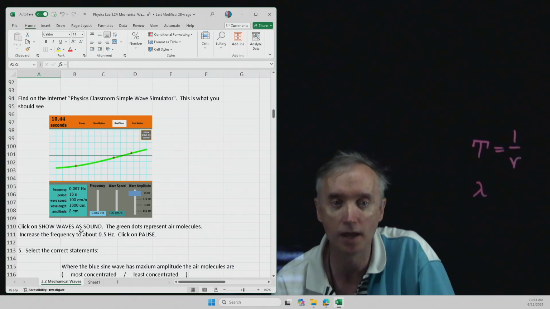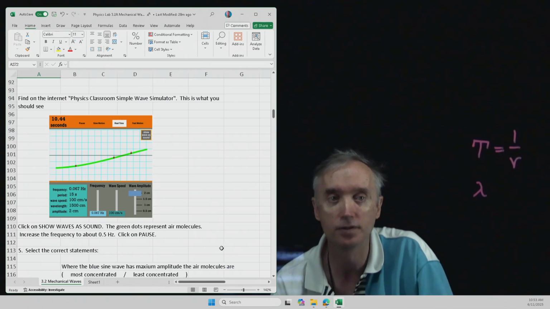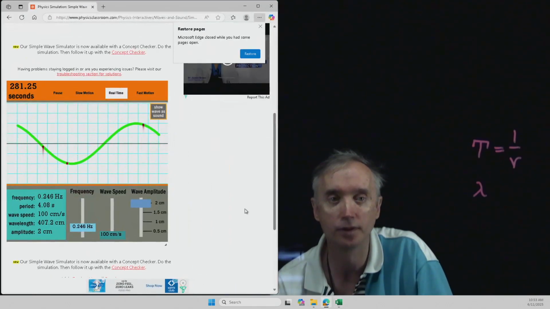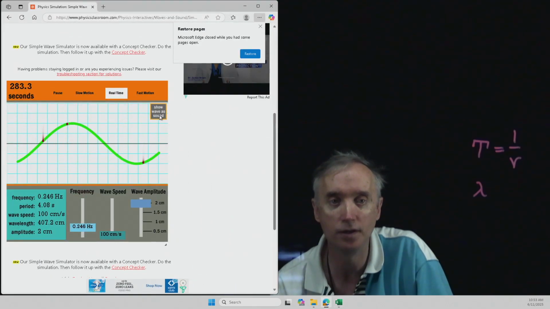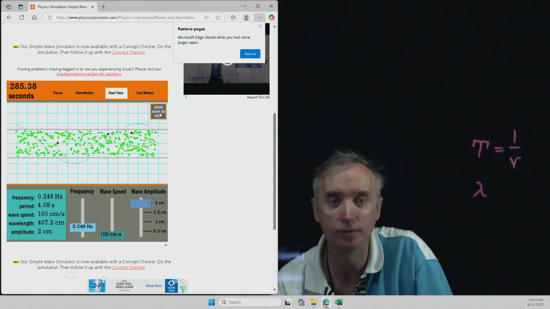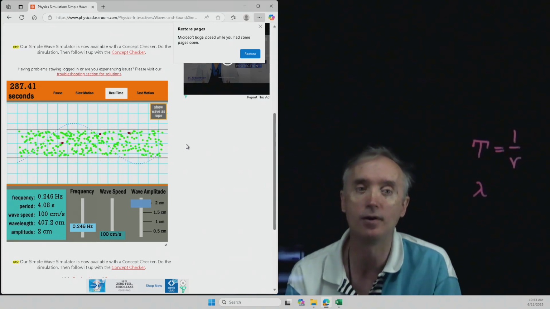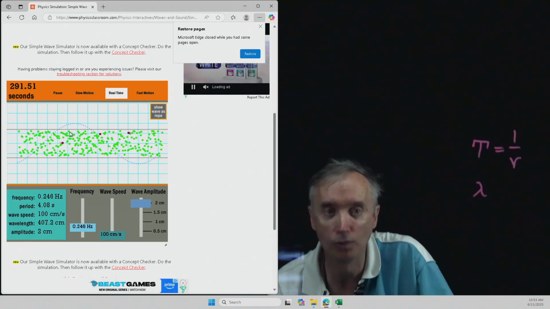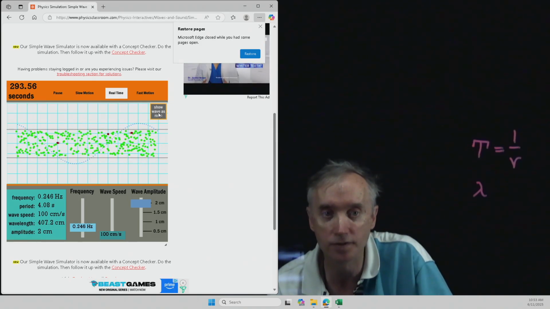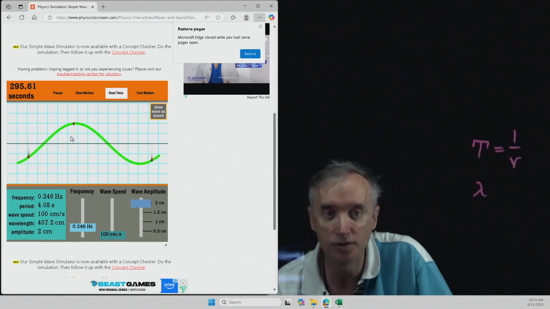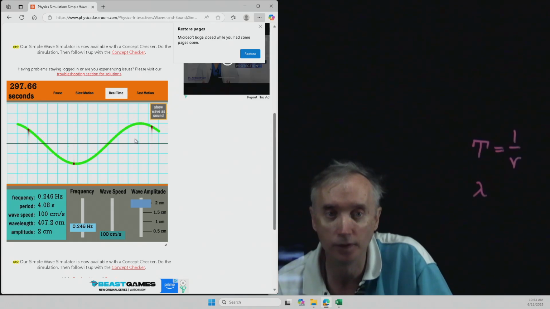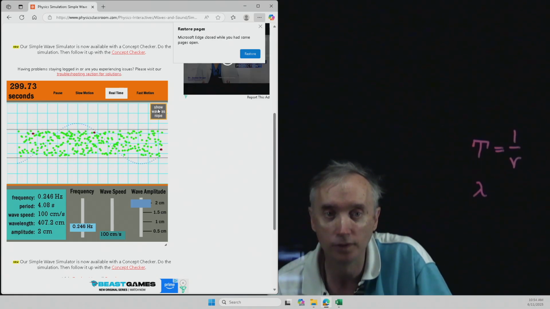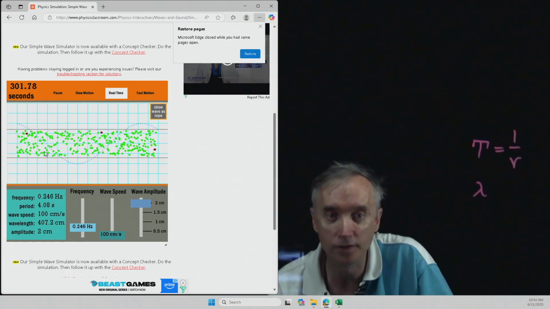Alright, so now let's go back to the lab here, and it says to click on Show Waves as Sound. So we're going to click on this thing here, Show Waves as Sound. Now it's still showing the original wave, so actually, let me click on this again. Okay, so you see there's that green thing. Now that green thing is this blue thing right here.